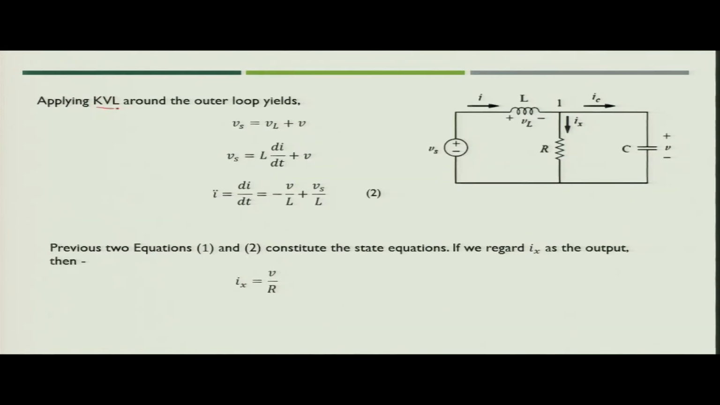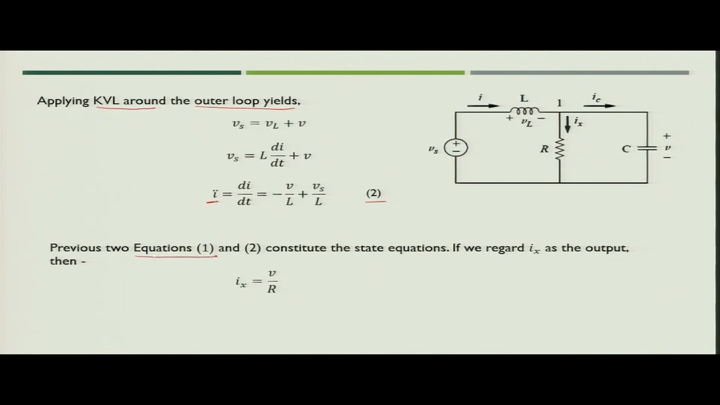Now, next we apply KVL around the outer loop. We get Vs is equal to VL plus V. So, when you put the value of VL, you get Vs is equal to L into di by dt plus V. If you put L di by dt on the left and rearrange, and then divide the right side by L, you get di by dt is nothing but minus V by L plus Vs by L. Now, di by dt is nothing but I dot. So, you got the second equation for your state equation representation.